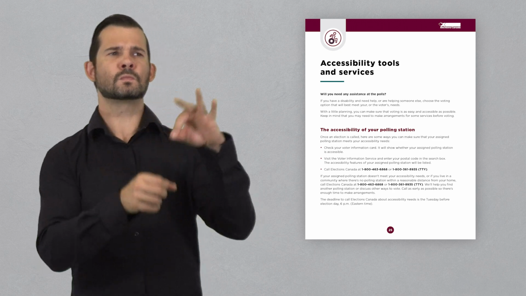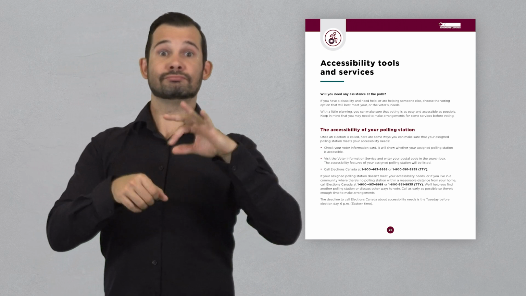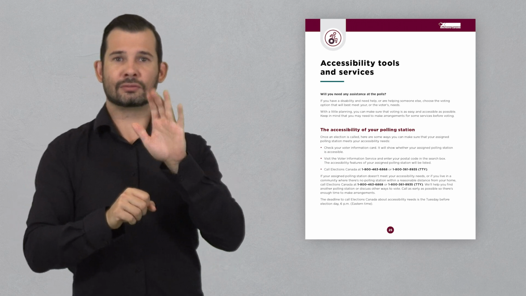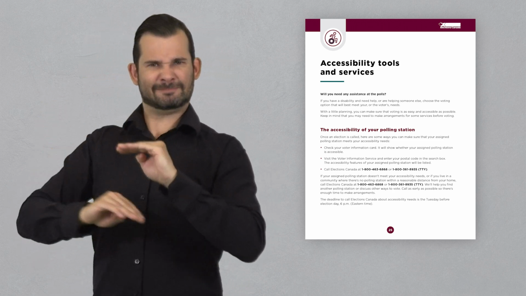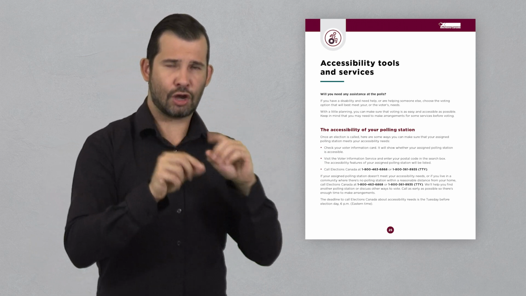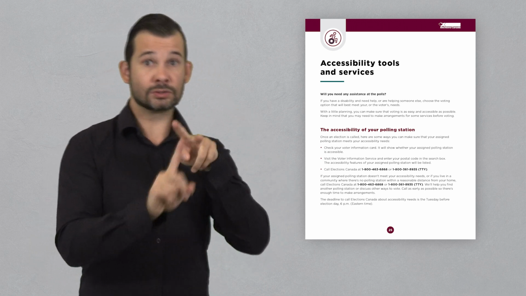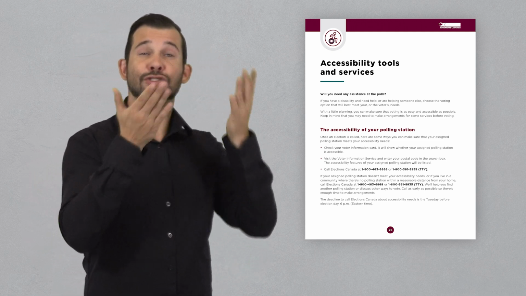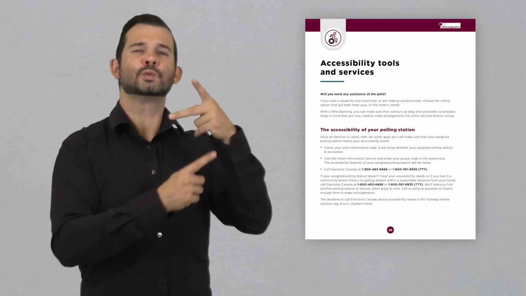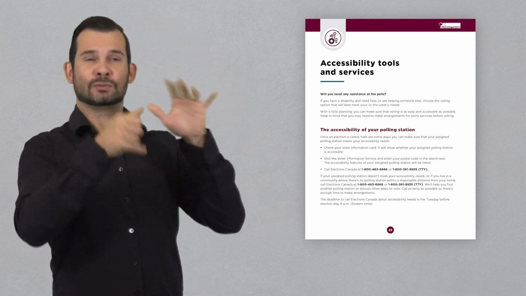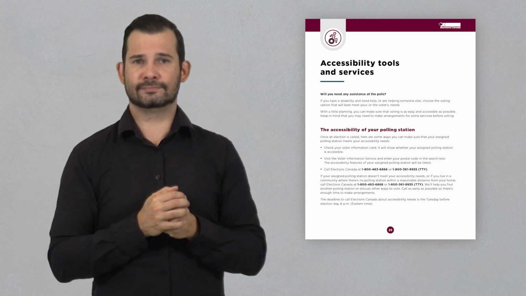The accessibility of your polling station. Once an election is called, here are some ways you can make sure that your assigned polling station meets your accessibility needs. Check your voter information card. It will show whether your assigned polling station is accessible. Visit the Voter Information Service and enter your postal code in the search box. The accessibility features of your assigned polling station will be listed.